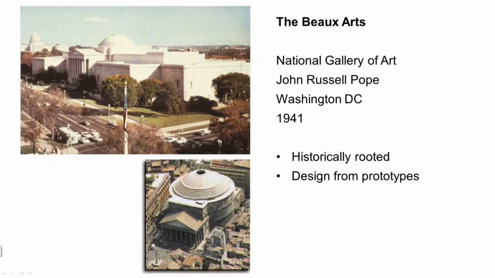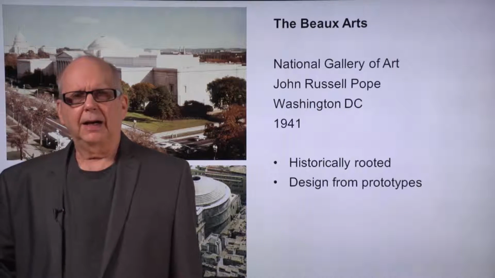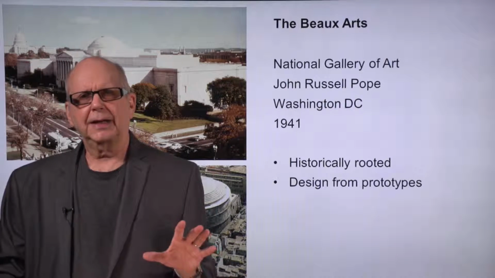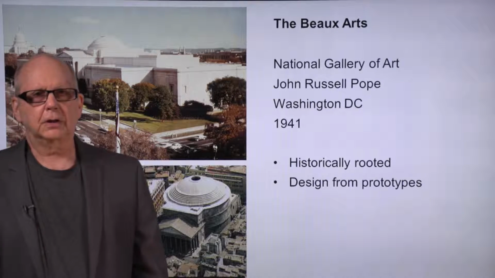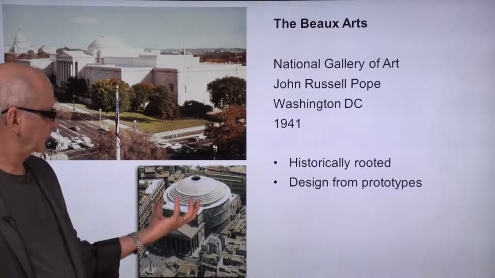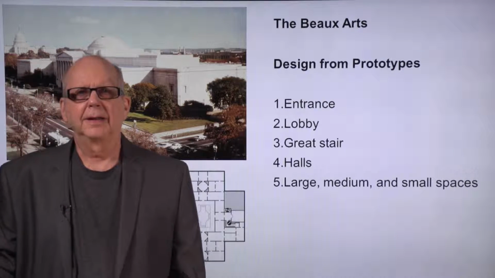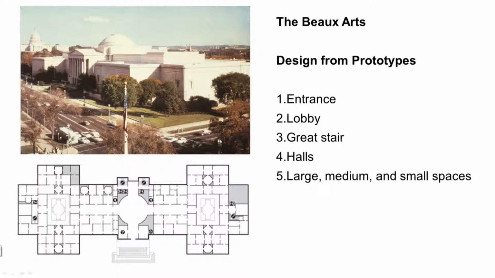So let's start with Beaux-Arts architecture. Here's the National Gallery of Art in Washington, D.C., 1941. It's kind of late for a Beaux-Arts building, but it serves our example well. And recall that Kahn was educated in the Beaux-Arts tradition at the University of Pennsylvania. Here you see the center of the building, the National Gallery, borrowing from the Roman Pantheon. Now, the National Gallery is historically rooted and designed from prototypes. Historically rooted meaning deriving from historical examples, here the Roman Pantheon, and then by design from prototypes.